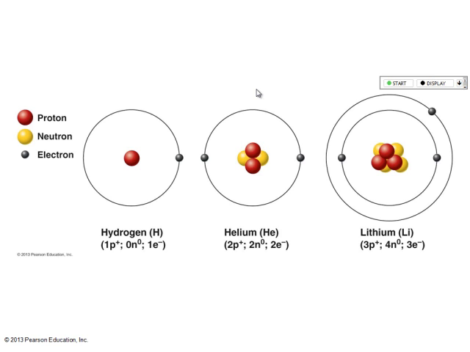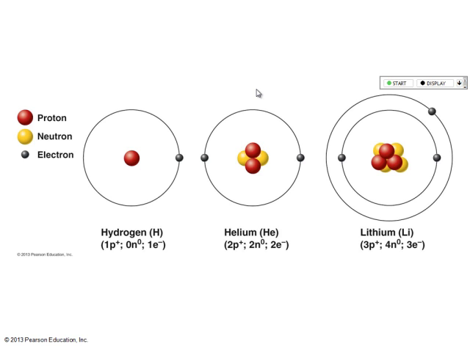So hydrogen, for example, as we see up here, how many protons does hydrogen have? 1. How many neutrons does hydrogen have? None. How many electrons does hydrogen have? 1. On the periodic table, all of the elements listed there are in their neutral state.